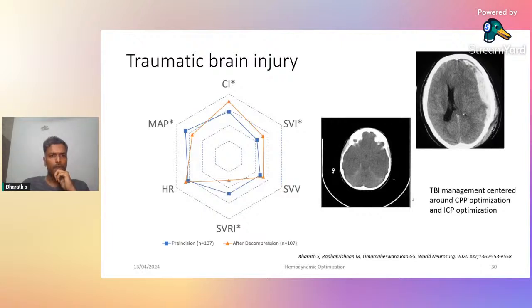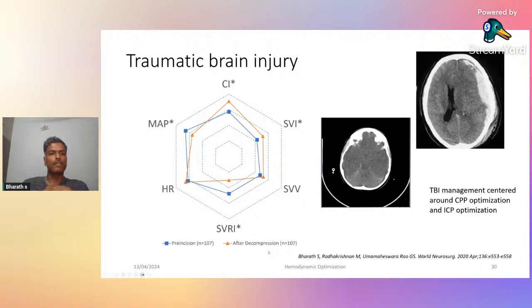Now, in TBI, this is one of the studies which we have done, on how the cardiac index changes when these patients undergo surgery. The main thing is, before surgery there is always a sympathetic hyperdrive. The high sympathetic hyperdrive will have a very high SVR. What we have noticed is that these patients, rather than suffering from a low cardiac output state, have a very high cardiac output state with severe brain injury. And once the brain is decompressed, the cardiac output improves with the decrease in the SVR. This is what we have seen.